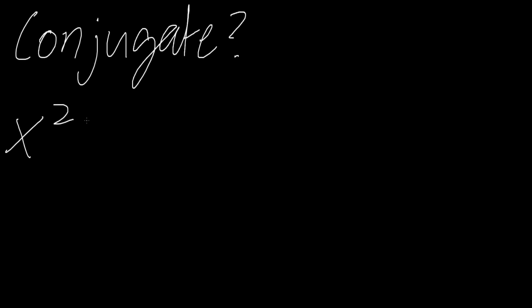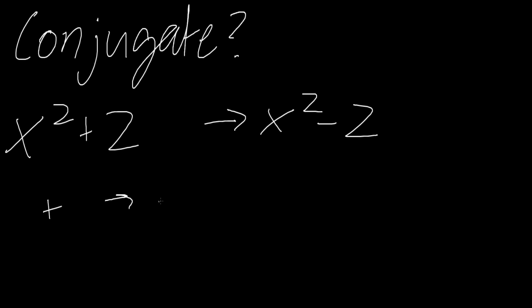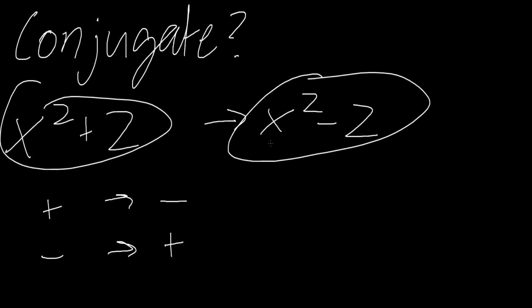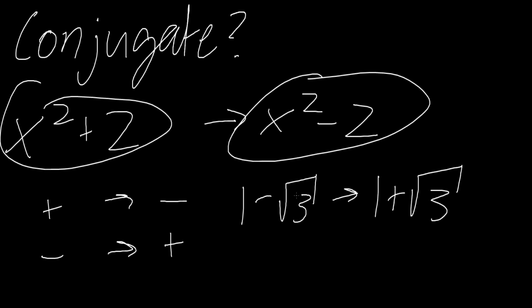Let's say we had x squared plus 2. What would the conjugate of this be? The conjugate would be x squared minus 2. The only thing that changes is the sign. If it's a positive sign, change it into negative. If it's a negative sign, change it into a positive sign. So the conjugate of x squared plus 2 would be x squared minus 2. Let's say we had 1 minus square root of 3. What would the conjugate of this be? The conjugate of 1 minus root 3 would be 1 plus root 3, since there is a minus sign right here, we change that into a positive.